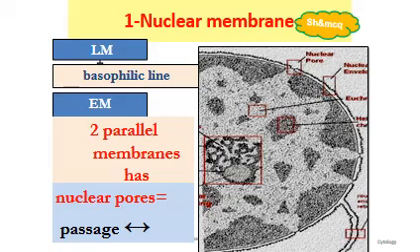Starting with the nuclear membrane, it appears basophilic. It is formed of two membranes fused at intervals to form nuclear pores. These pores allow the passage of rRNA, which is formed by the nucleolus, to leave the nucleus and pass to the rough endoplasmic reticulum to be attached to its surface and start protein synthesis.